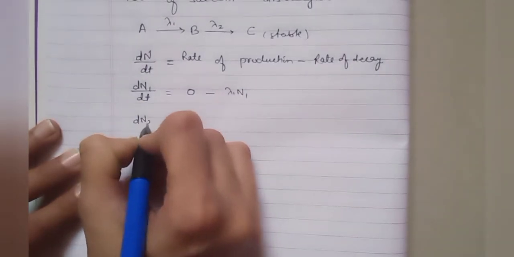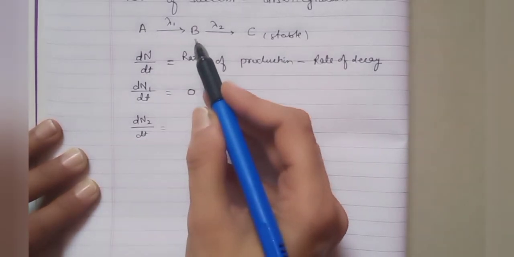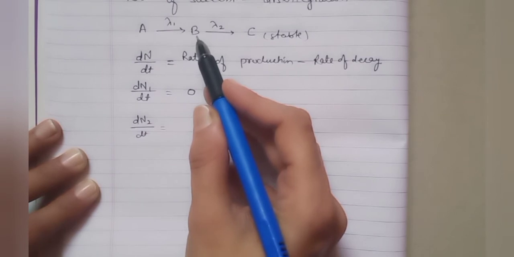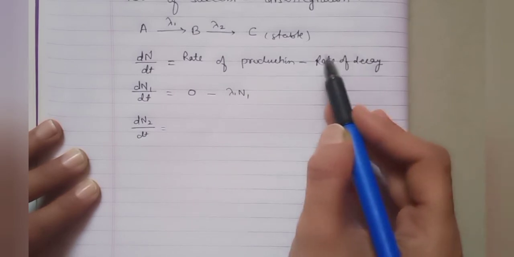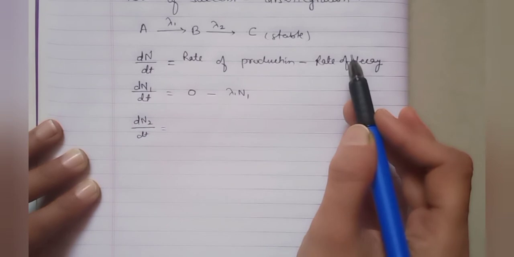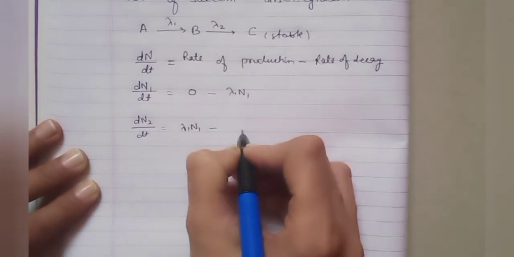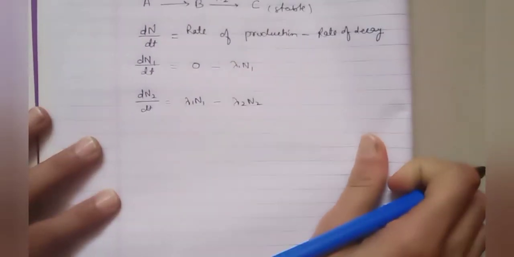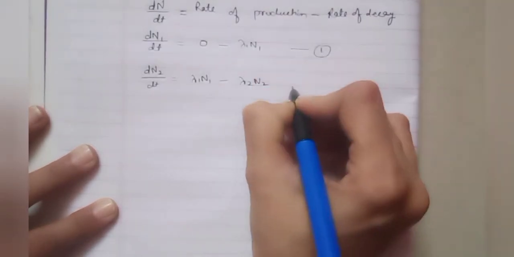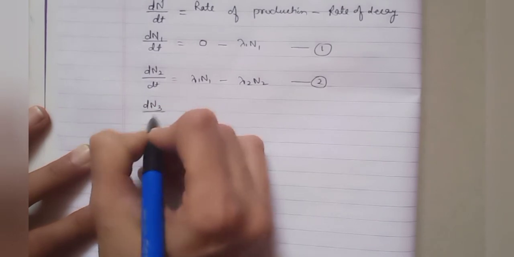Now dN2 upon dt, for the element B. The rate of production of B is equal to the rate of decay of A. As much as A decays, that much B will be produced. So we will have lambda 1 N1 minus the rate of decay of B, that is lambda 2 N2. So this is the first equation, this is the second equation.